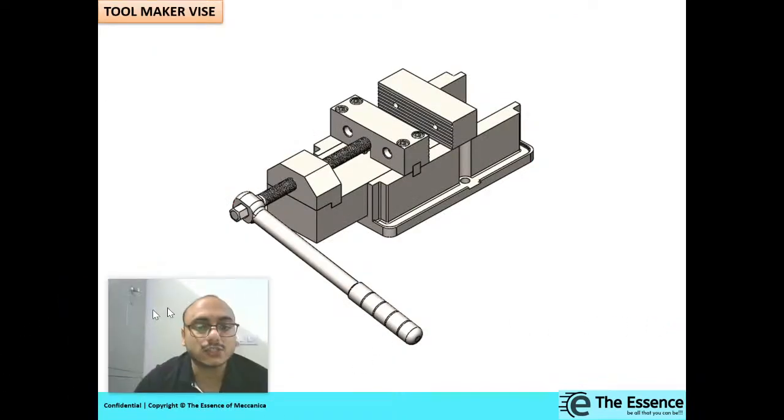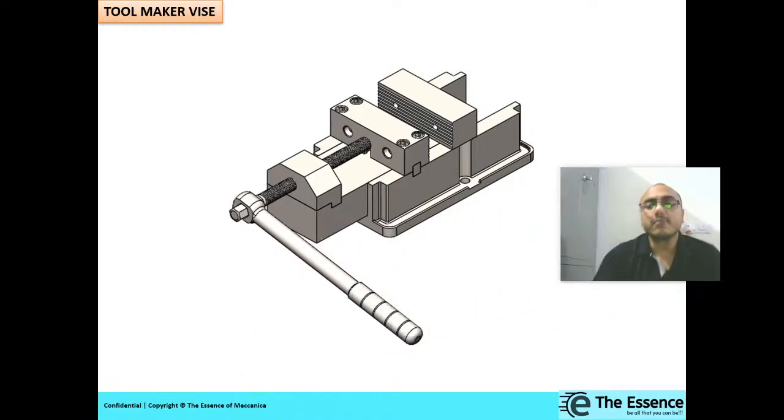This is called a toolmaker's vise. I hope you know about this tool. I will explain it slightly, and then we'll go ahead to the selection of geometric tolerances. So this is the handle, this is the movable jaw, and this is the fixed jaw.